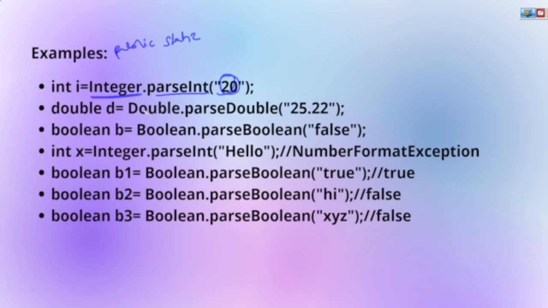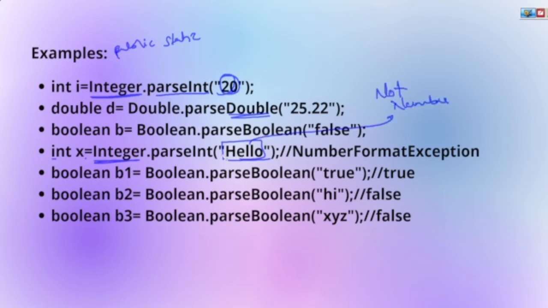So double d is equal to Double.parseDouble, parse it to double. Here same thing for the boolean. Then here what we have done is int x is equal to Integer.parseInt of hello. Now this hello comes under string, it cannot come under integer, that is, it is not a number.